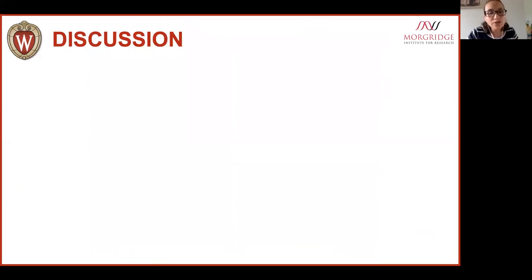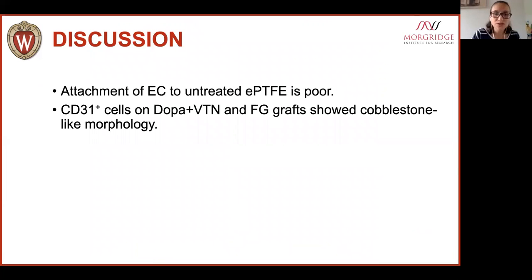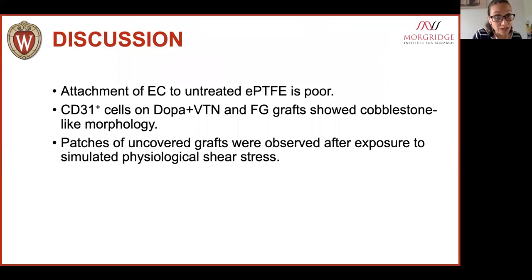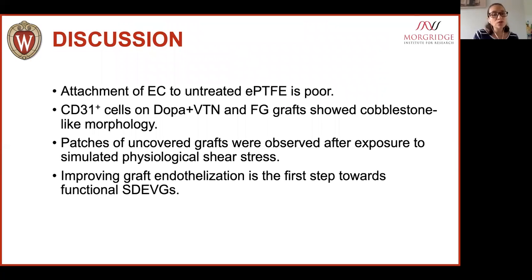So finally, what is the message that I want to leave with you? The cells don't like ePTFE that much by itself. The cells that are CD31 positive show the cobblestone-like morphology in static conditions, but it's a really patchy coverage when we have our grafts. So for that reason, we need to improve our endothelialization step in order to have a functional vessel.